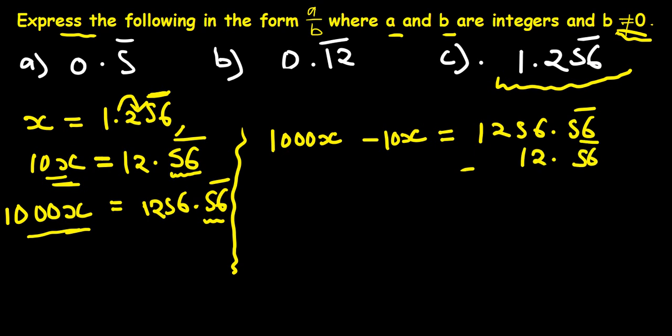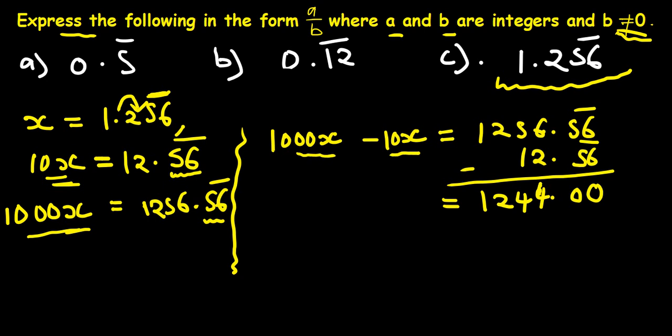12.56 bar. So we see that when we subtract, this 56 bar is going to disappear, so we have 0 0 there, and then here it will be 6 minus 2, which is 4. Then 5 minus 1, that is also 4, and then here we have 2, then there 1. So what is 1000x minus 10x? We're going to have 990x.